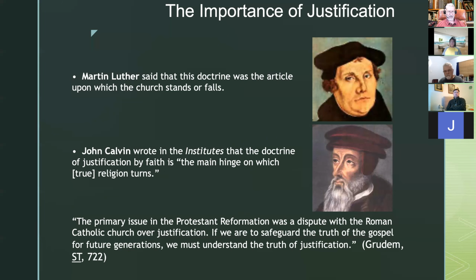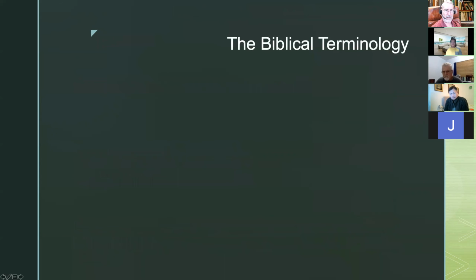Now, it was Calvin who defined the terms and provided the biblical argument, the evidence, to support his definitions. And so we work with both Luther and Calvin in coming up to this. The issue of justification, the truth of the biblically defined concept of justification, is at the core of the gospel. And it really is important that we understand it. So we're going to look at the terminology a bit further.